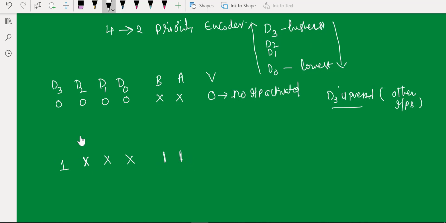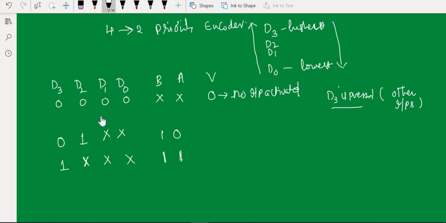Suppose I press D2. In that case I don't have to consider D1 and D0, because D2 has higher priority compared to D1 and D0, so when D2 is pressed, automatically it's supposed to produce 1 0, provided your D3 is 0. Please remember, when D3 is 0, the next priority goes to the D2 bit. So when D2 is pressed, you don't have to consider D1 and D0, and it is supposed to produce 1 0.